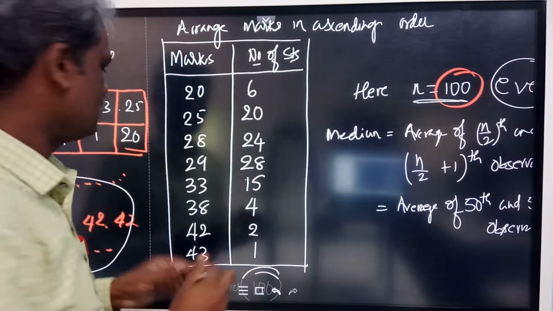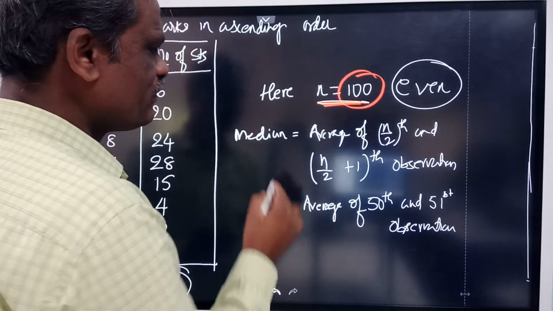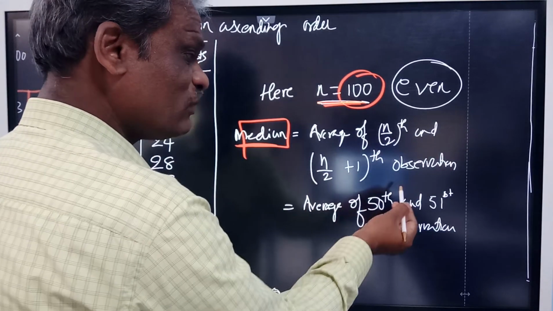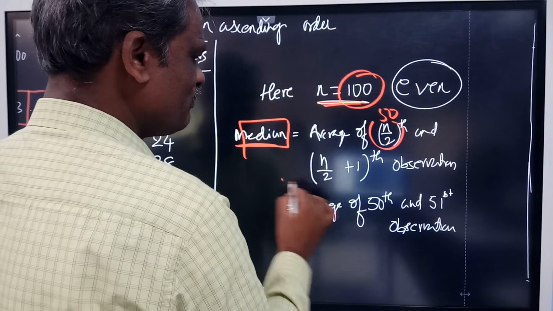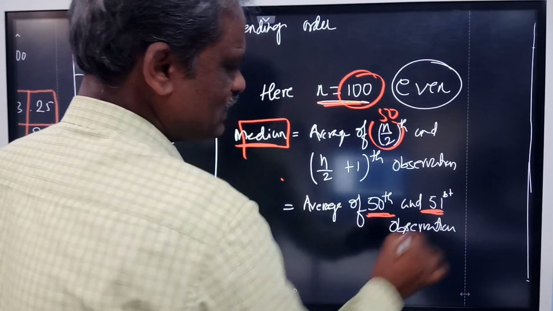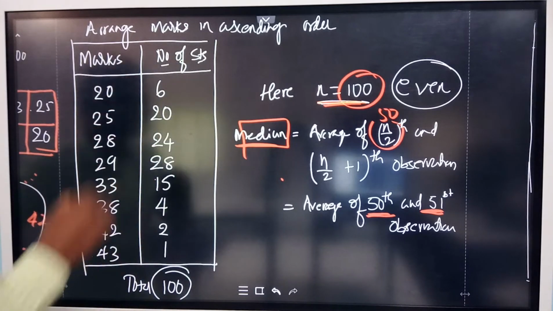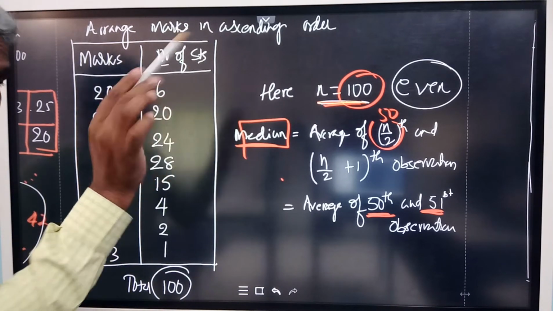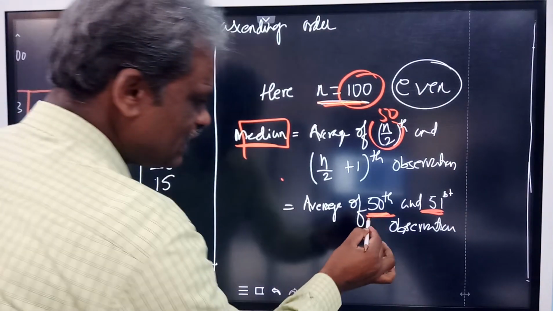Once again, listen here. n is equal to 100, an even number. The median can be calculated as the average of the (n/2)th and the (n/2 + 1)th observations. Here n/2 means the 50th and n/2 + 1 means the 51st. You have to take the average of the 50th and 51st observations. How do we identify the 50th observation? 20 appears 6 times, 25 appears 20 times, 28 appears 24 times. So I need the 50th one.